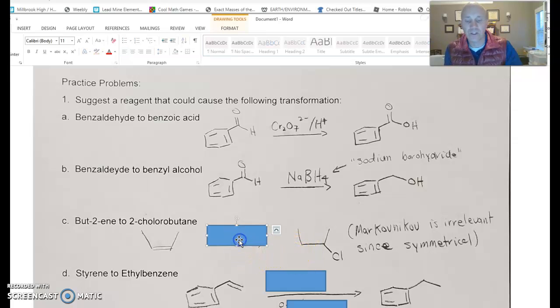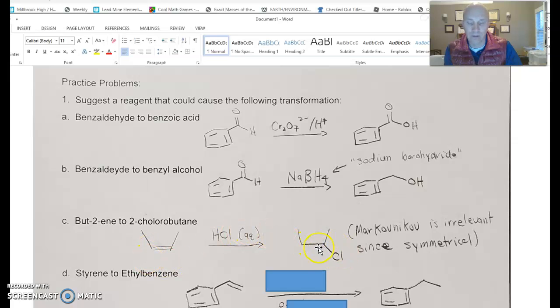So that would be the addition of hydrogen chloride. All right. I want to point out that in this case, there's only one possible product that you can have if you treated this guy with HCl, because this is a symmetrical alkene. If we added to this carbon first, you would get the exact same product as if we had added to this carbon first.